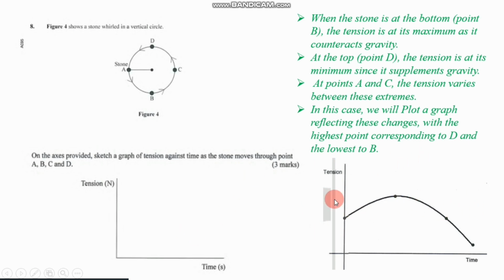So the y-axis is the tension that is experienced by this string, and the x-axis is the time it takes to move from one point to another. So the answer to this question is just the plot of this graph, and it was just a rough plot. It was not based on specific values.